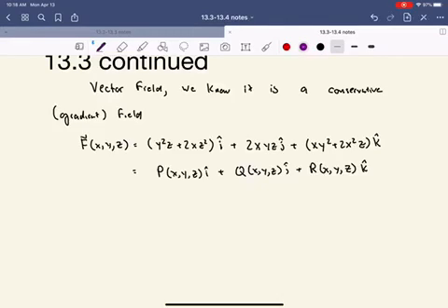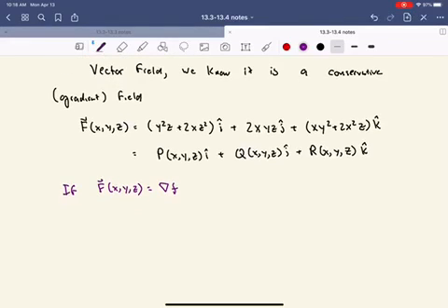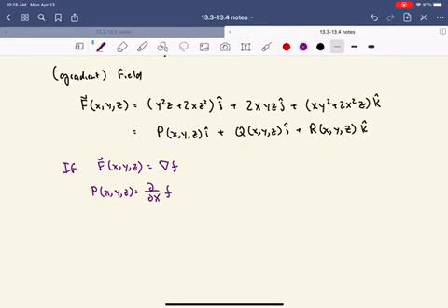So, if this is a conservative field, which we know it is, that means that it's the gradient of some scalar function f. So that means that P of x, y, z is the partial with respect to x of f. Okay, let me show you something.